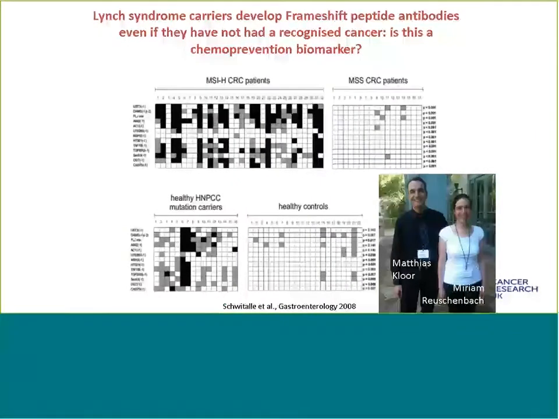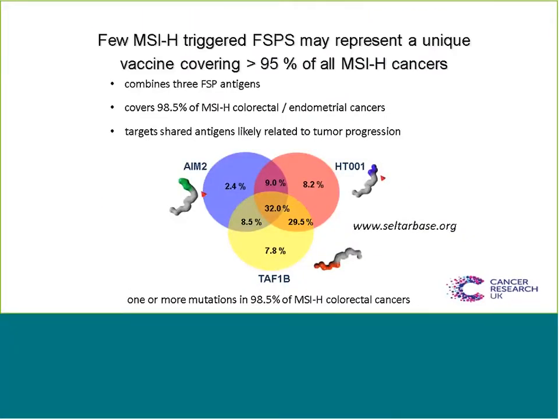These things leak out and cause an immune response, and this is Matthias Kloor, who showed that the MSI-high tumors have a lot of these antibodies, but excitingly also people with Lynch syndrome have these antibodies, even if they've never had cancer. So that raised the possibility this might be a biomarker of cancers that never quite got off the ground. And so we're collecting and studying this with Matthias and Magnus in the CAP3 study.